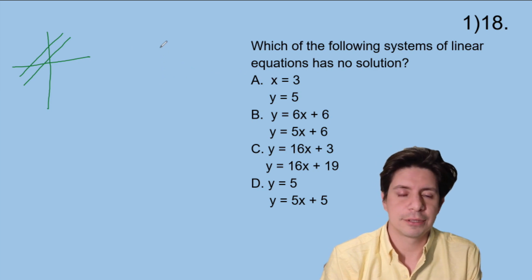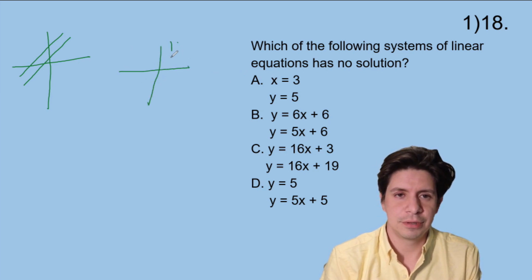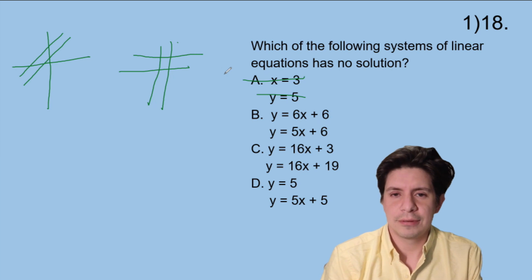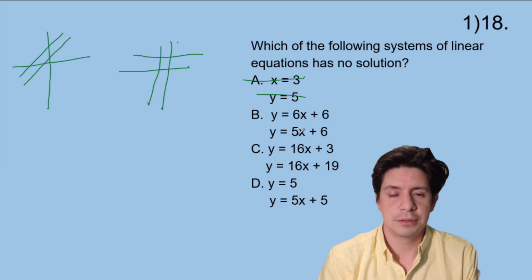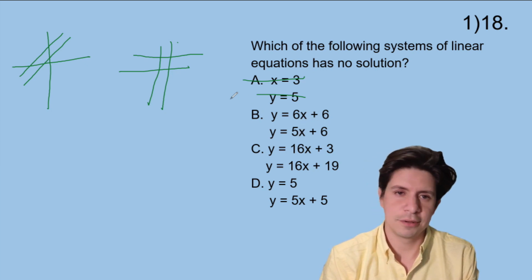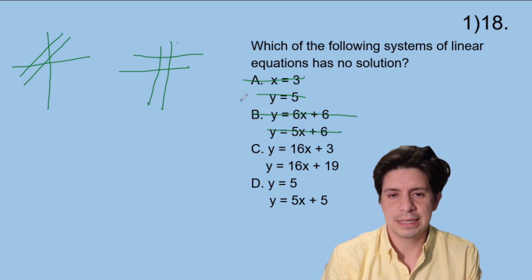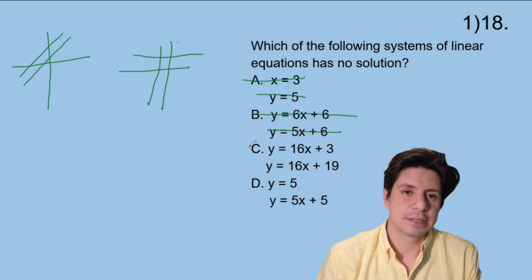X equals 3, y equals 5. Not at all what we're looking for, right? x equals 3 would be down like this, y equals 5 would be like this. They'd be perpendicular. Not what we want. Y equals 6x plus 6, y equals 5x plus 6. Those are not parallel, so they will cross at some point. They'll actually cross at (0, 6) because they have the same y-intercept. So not that one. And then we have C, y equals 16x plus 3, and y equals 16x plus 19.